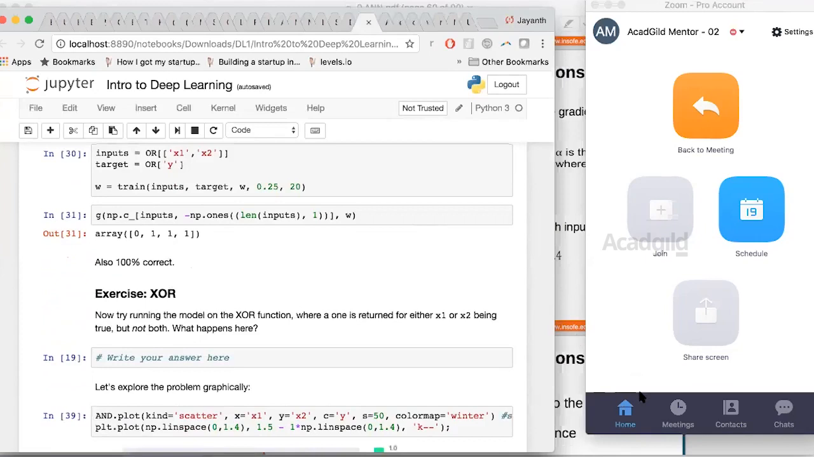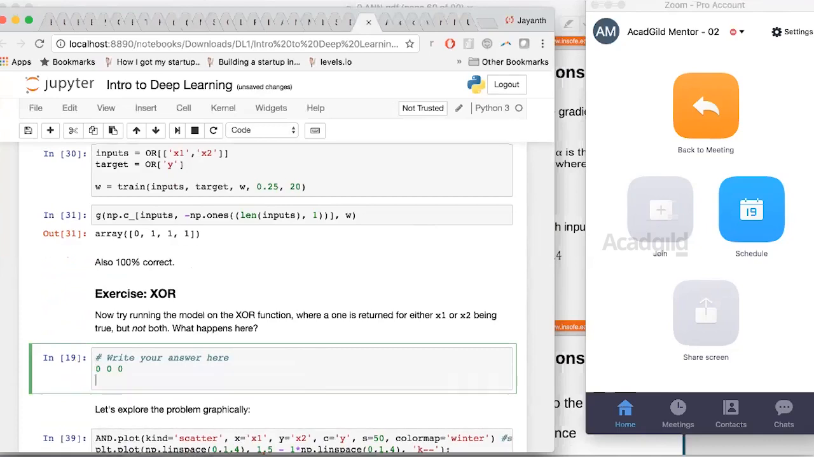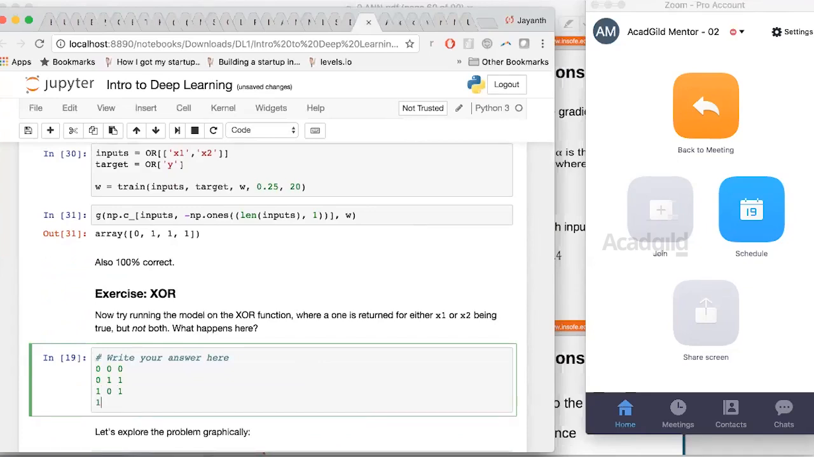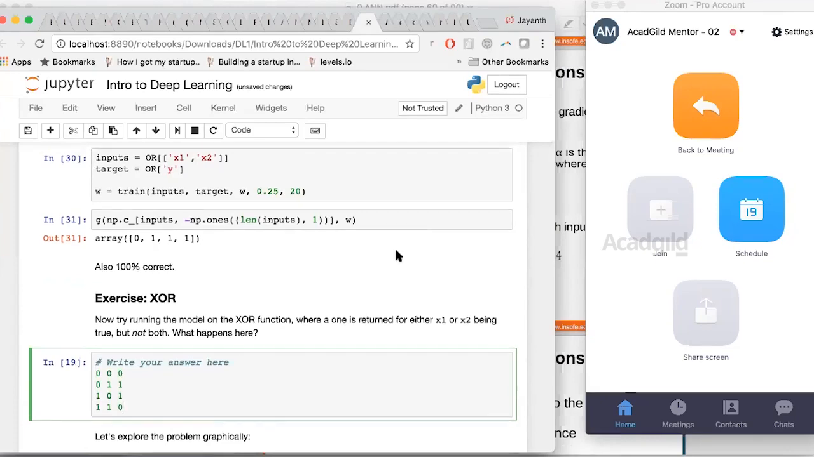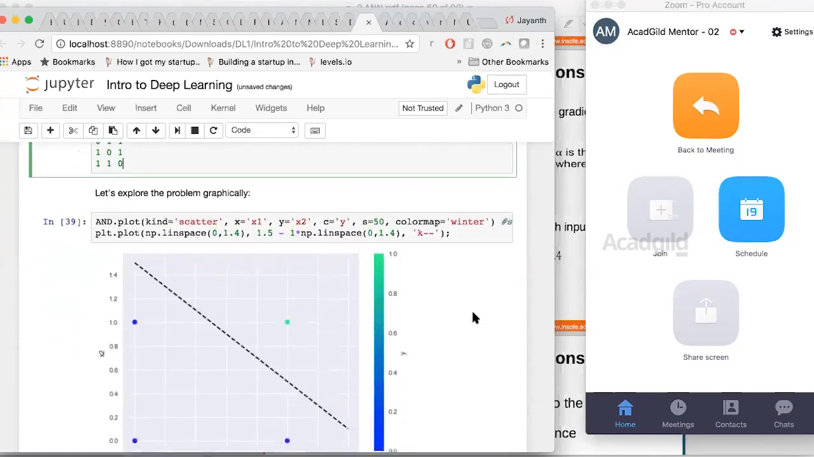XOR. What does XOR do? I'll tell you the formula here. For 0 and 0, it should predict 0. For 0 and 1, it should predict 1. So for 1 and 0, it should predict 1. And for 1 and 1, it should predict 0. So basically, it's not OR. Okay? So this is a simple scatter plot again.